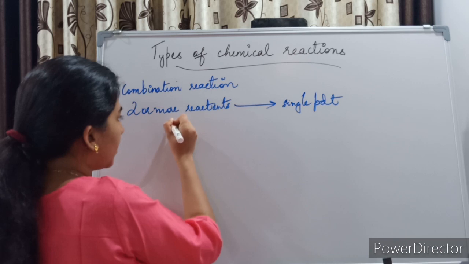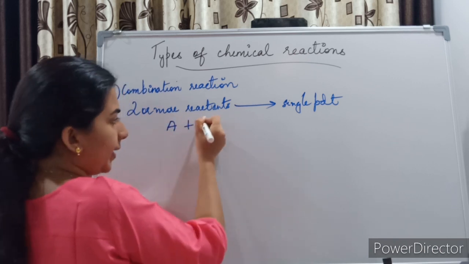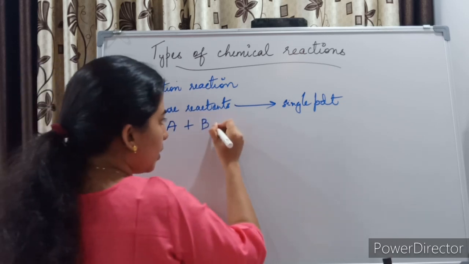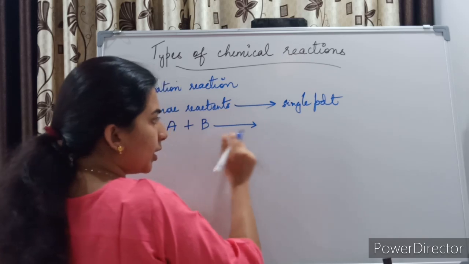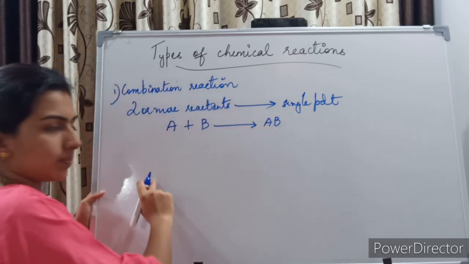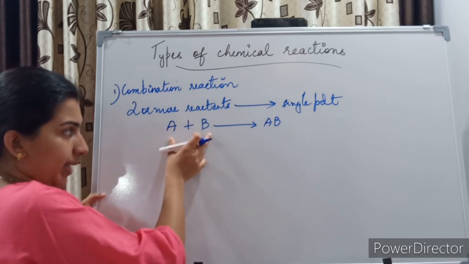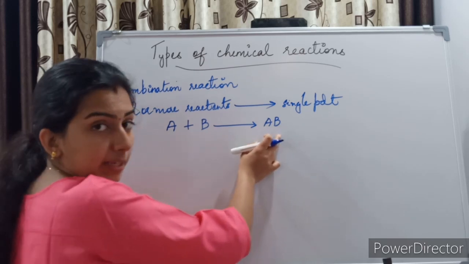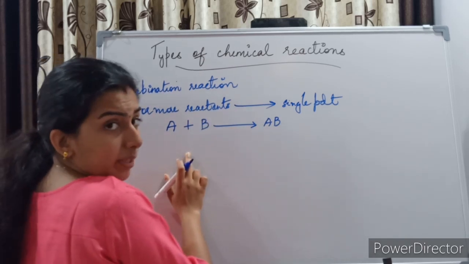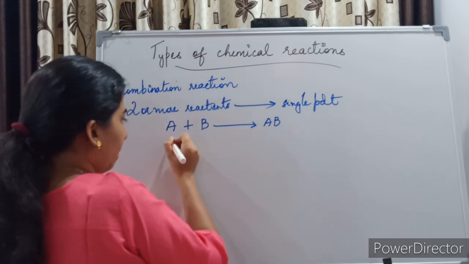Consider two reactants, let them be A and B. A and B are two reactants. They combine to give a single product called AB. So these are two different reactants, and they combine to give a single product called AB. This is a combination reaction, and we will discuss some examples.